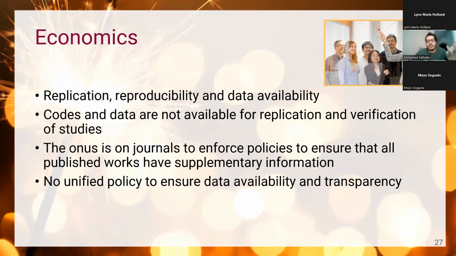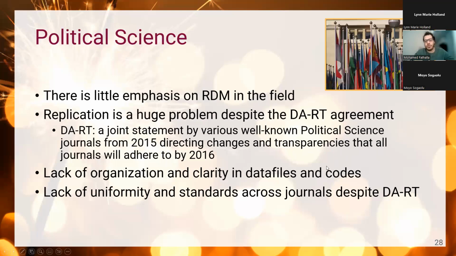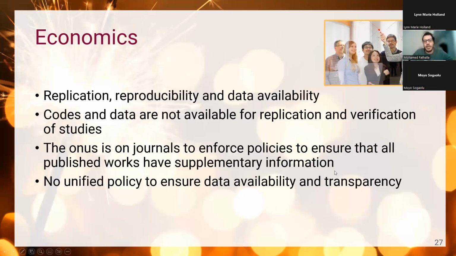It's a matter of that if there are sufficient regulations or basically enforcement of regulations, then researchers would start to follow them. So it's on journals to enforce policies to ensure that all published works have supplementary information, and there is no unified policy to ensure that availability and transparency is in place. So definitely the need for a unified policy would enable data availability and data transparency.